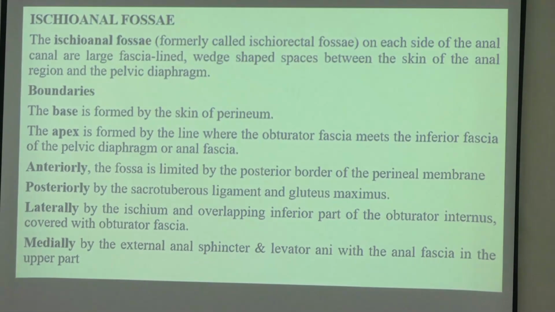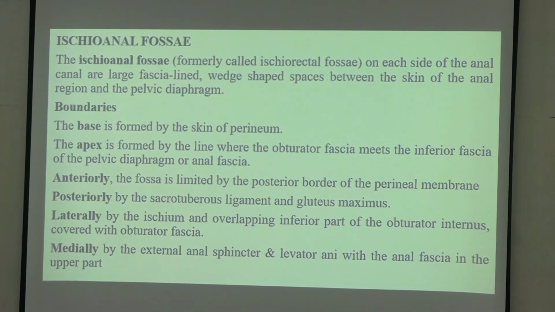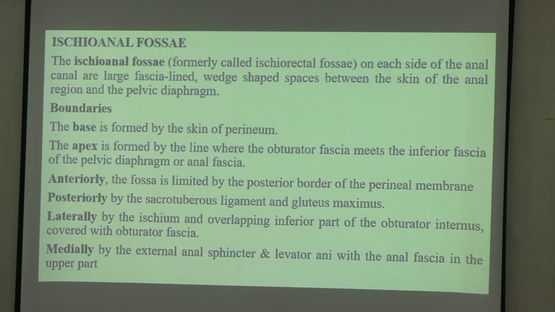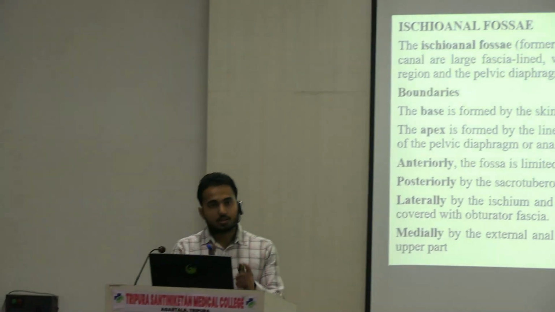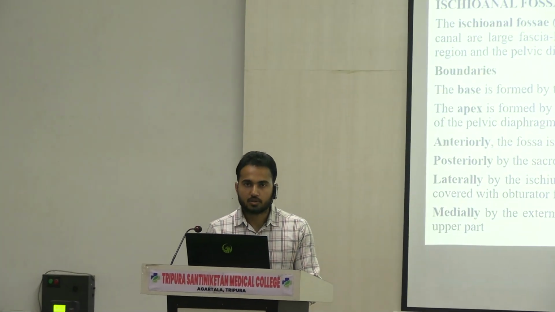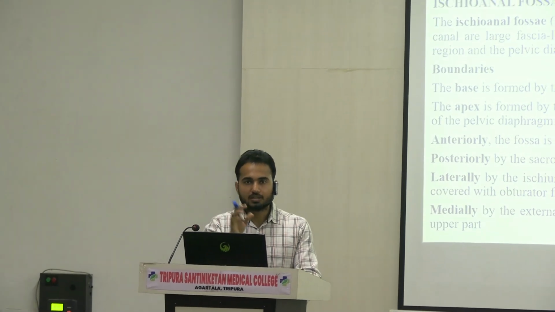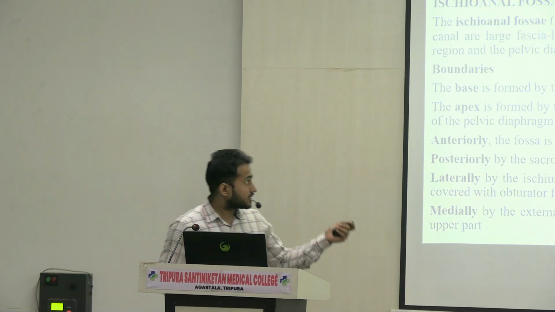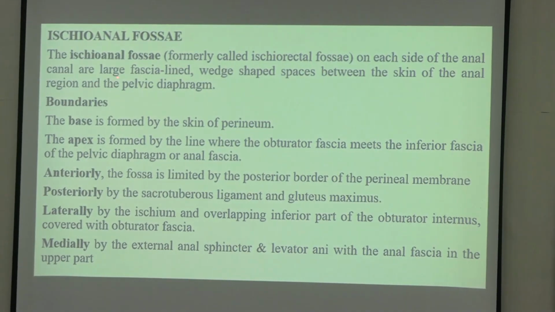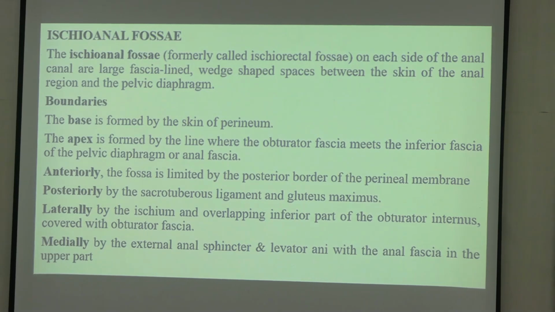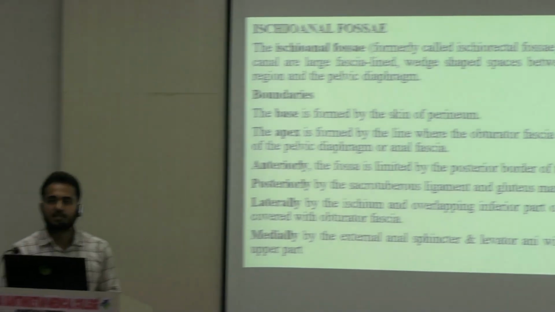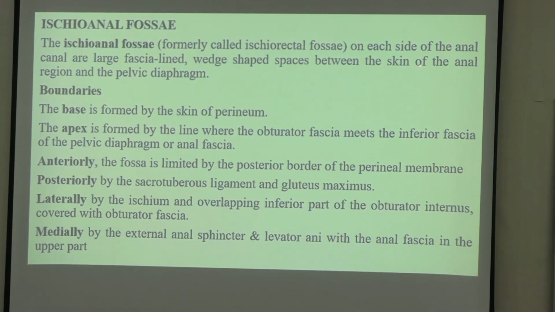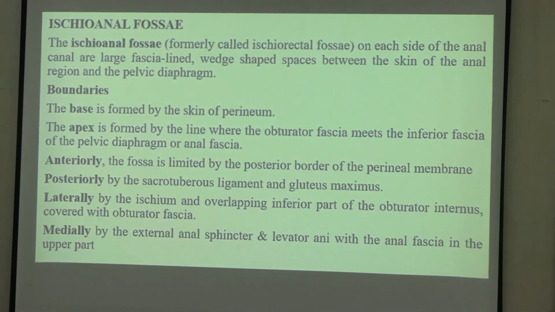Okay, so what exactly is this ischioanal fossa and where it is present? So this ischioanal fossa is also called as ischiorectal fossae, and they are situated on each side of the anal canal. Okay, the terminal part of the anal canal, on each side of the terminal part of the anal canal, these fossae are there. Okay, as you can see, on each side of the anal canal, fascia-lined wedge-shaped spaces are there, and that is called as ischioanal fossa. And where it is situated? It is situated between the skin of the perineum and the pelvic diaphragm.